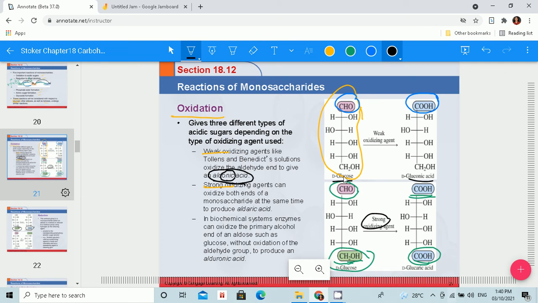But this one is a glucose. If we apply that one to glucose, this will become gluconic acid. Now, if we have an aldehyde using a strong oxidizing agent, it will become aldaric acid. In this case, this is an aldaric acid, particularly glucaric acid, because it's glucose.